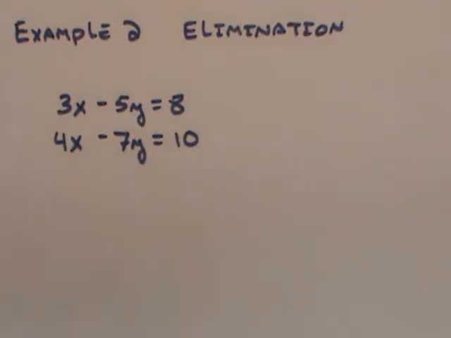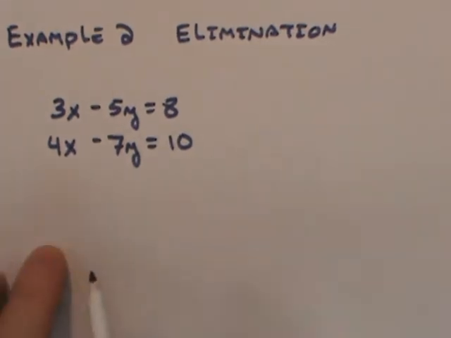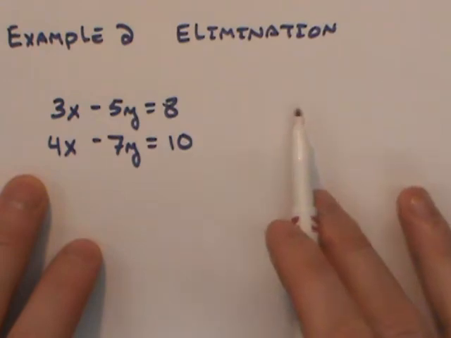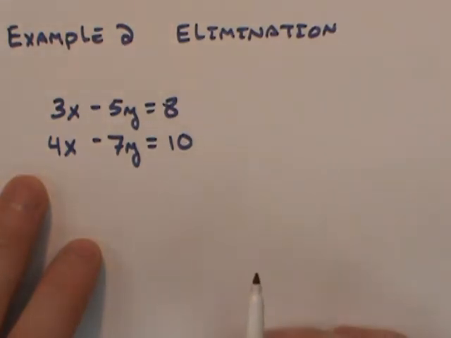Example 2 for elimination. As I run through these examples, notice that the equations are always in standard form. That's not necessarily a requirement, but it pretty much is a standard for the way that you're going to solve these equations. You want them in the standard or general form so that you can look and determine which variable you want to eliminate. You cannot, I repeat, you cannot have one in standard form and one in slope-intercept form. That's something more designated only for substitution.